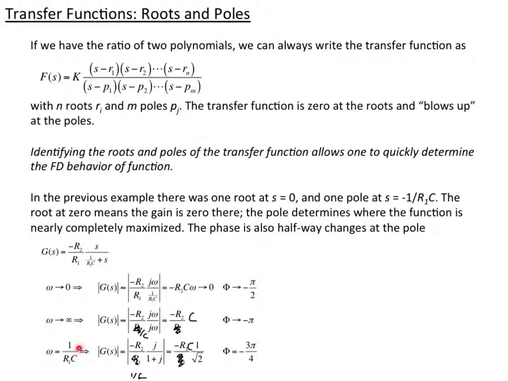Finally, if I'm right in the middle, where omega is the same magnitude but opposite sign of the pole, now the two terms are of the same size, and I can just plug them in. Again, I get minus R2C, but I have j over 1 plus j, and this has a magnitude of square root of 2 on the bottom. So I'm down from that peak by 1 over the square root of 2, and my phase is in between these two. It's minus 3 pi over 4.